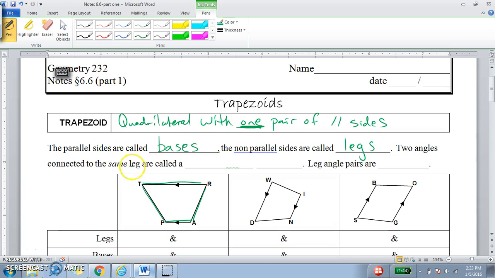Two angles that are connected to the same leg, for example, this leg right here is connected to this angle and this angle. So the two angles that are connected to the same leg are called leg angle pairs. And then the two angles that are connected to the same base would be called base angle pairs. Well, we'll get to those in a second. So leg angle pairs, this angle and this angle, are going to be supplementary since these lines are parallel. These are same side interior angles going back to first semester. And that means that these two angles are supplementary.